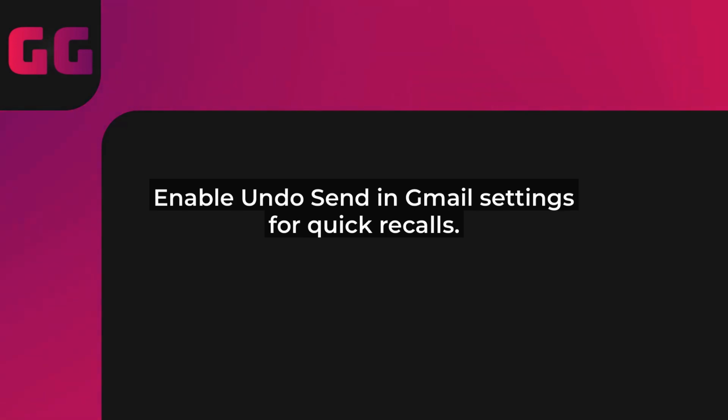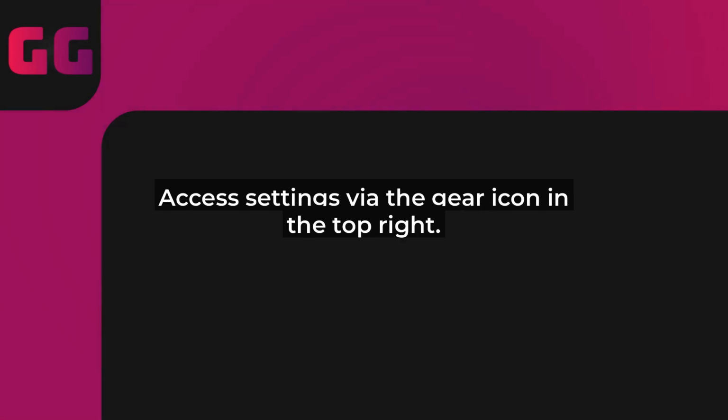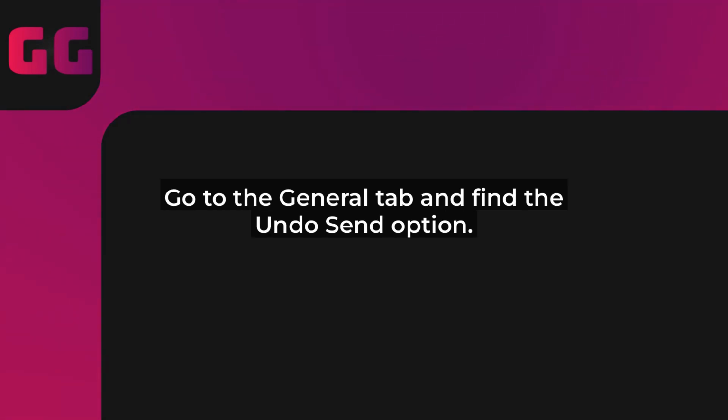First things first, you need to ensure the Undo Send feature is enabled in your Gmail settings. Open Gmail on your web browser and click on the gear icon in the top right corner. From the drop-down menu, select See All Settings. Now, head over to the General tab. Scroll down until you find the Undo Send section. Here, you'll see an option to enable it and choose how long you have to undo. Options range from 5 to 30 seconds. Make sure it's turned on and save your changes at the bottom of the page.